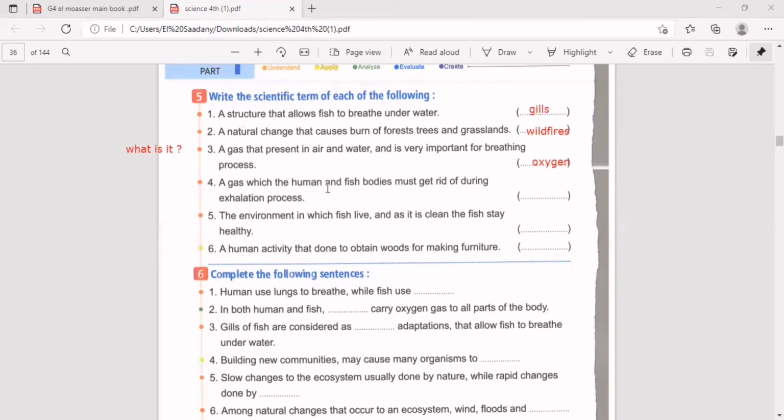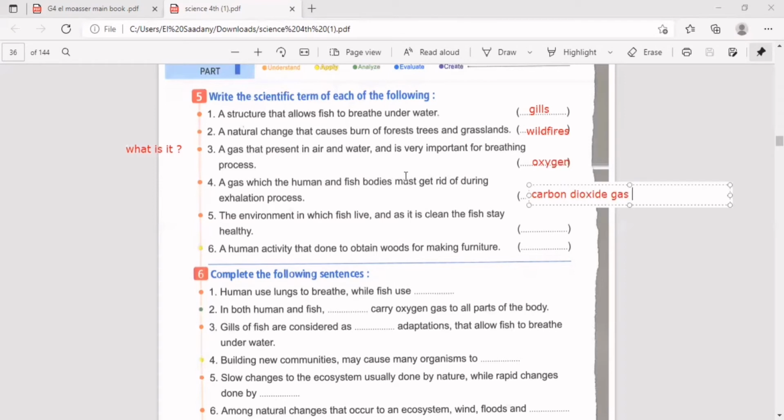A gas which human and fish bodies must get rid of during the exhalation process. We must get rid of it. We must take it out of our body. So what is the gas which the human and fish bodies must get rid of during the exhalation process? It's carbon dioxide.